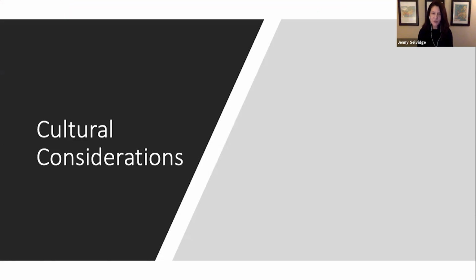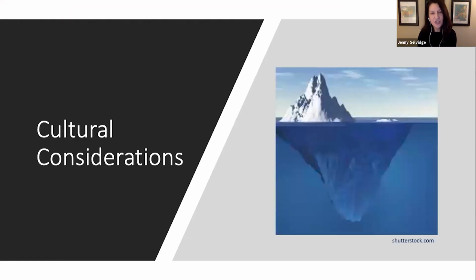So let's begin with the cultural aspect. So often we talk about this image. So we see the small iceberg on the top, but what we don't see is the giant iceberg beneath the surface. And so this is a lot of times how culture works. So maybe there's something happening that we can see, there's a misunderstanding or a miscommunication or some conflict of some kind. What we don't think about is why it's happening. And a lot of times it comes down to culture.